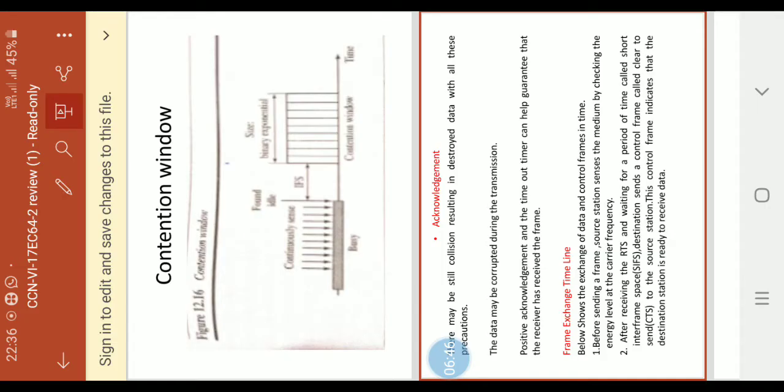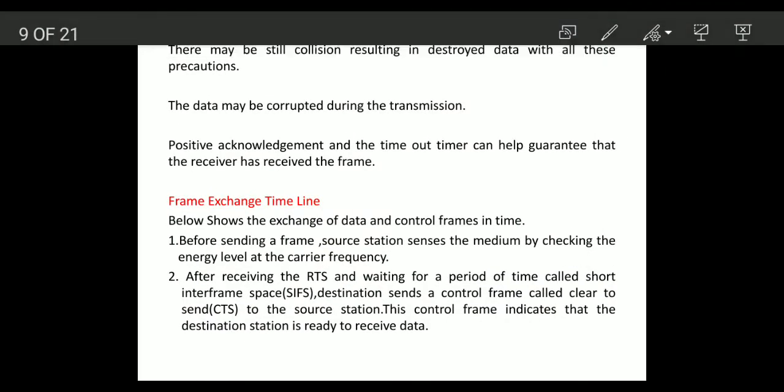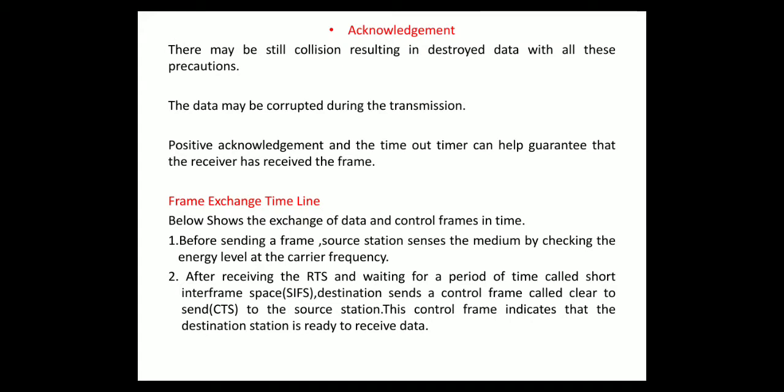Frame exchange timeline. There is a figure that shows the exchange of data and controls in time. We'll see it later. The first point is that before sending a frame, the source station senses the medium by checking the energy level at the carrier frequency. The channel uses a persistent strategy with backoff until the channel is idle.